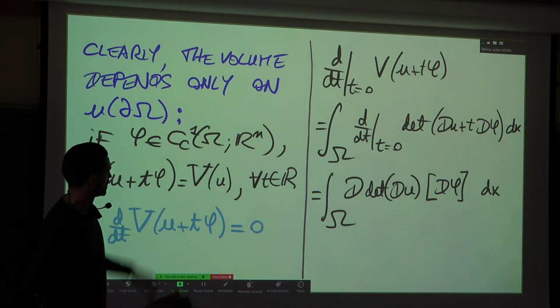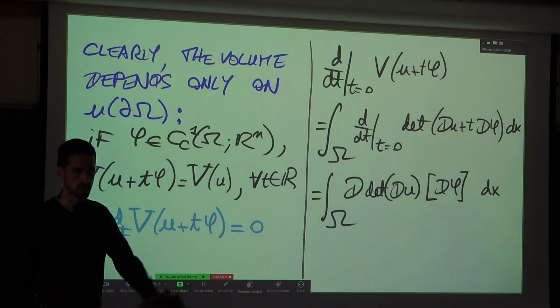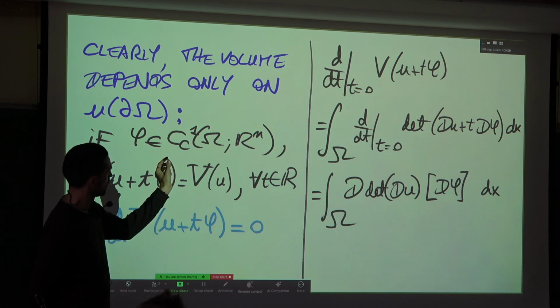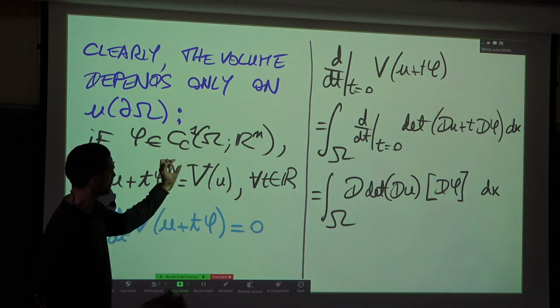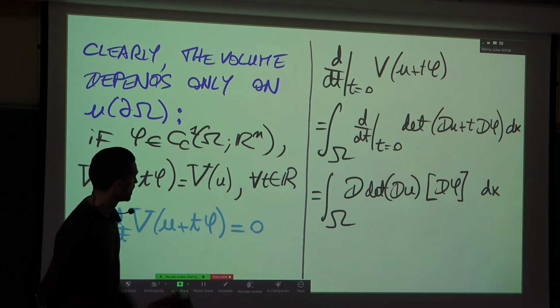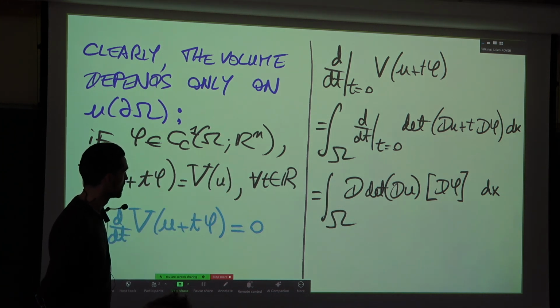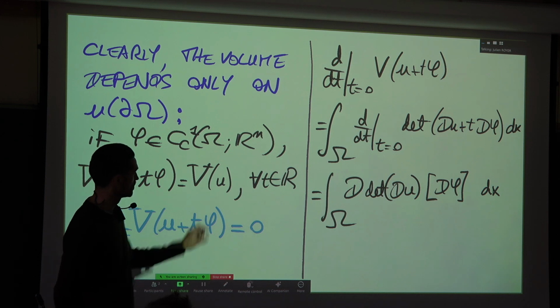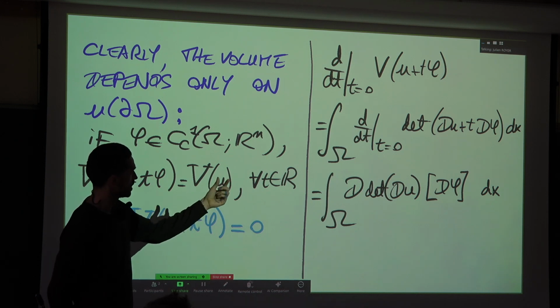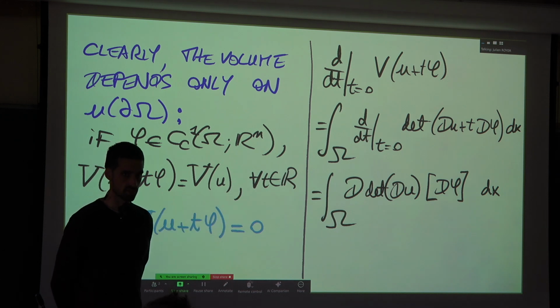Okay, so I calculate the derivative at t equals 0. I have to make enough assumptions to let the integral and the derivative commute. So I put my derivative inside, and now I'm differentiating this thing, the determinant of du plus t d phi. At t equals 0, what do I get? I get the differential of the determinant at the matrix du applied to the matrix d phi.